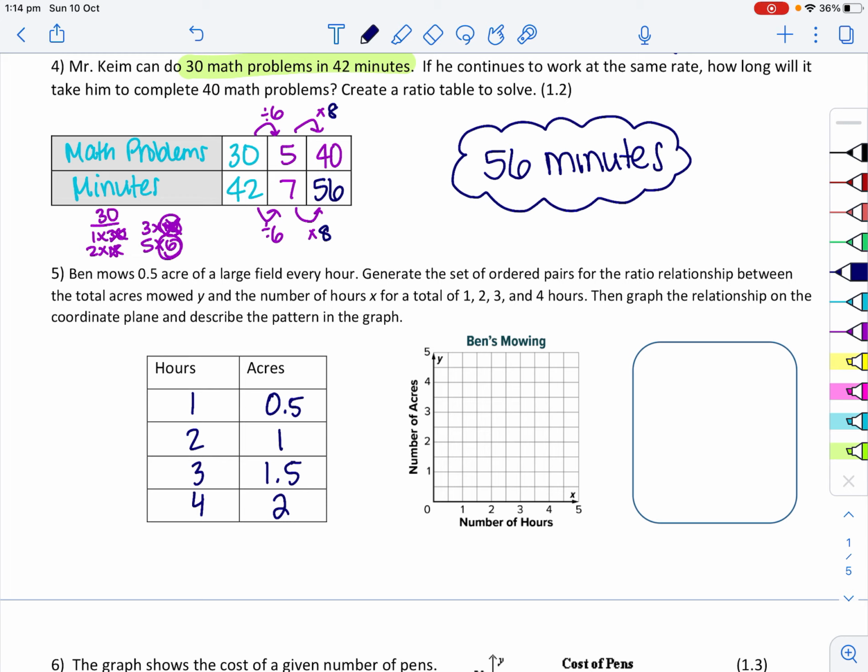So it's going to be 1 and then 0.5, 2, 1, 3, 1.5, and 4, 2. To describe the pattern in the graph, I'm going to say that the graph is a line.